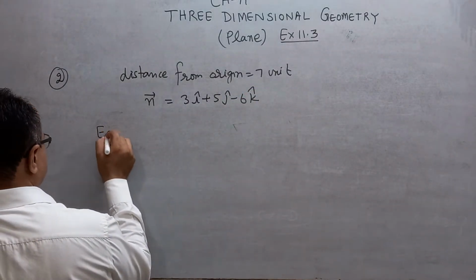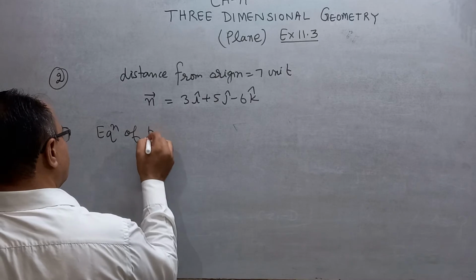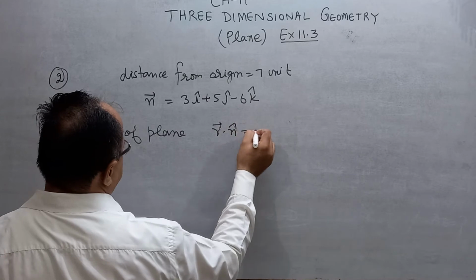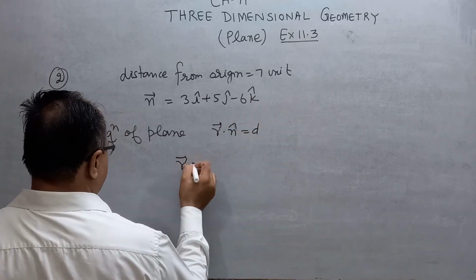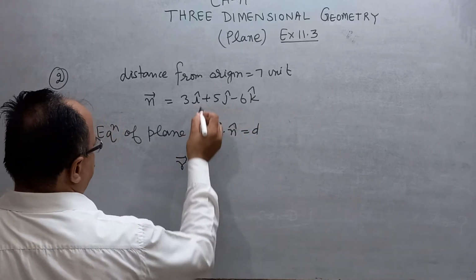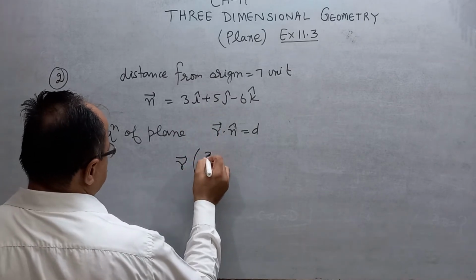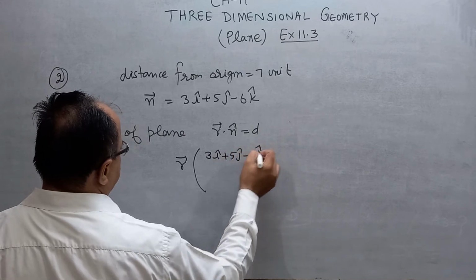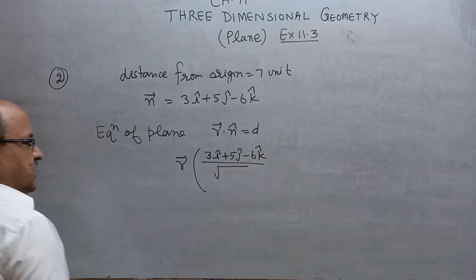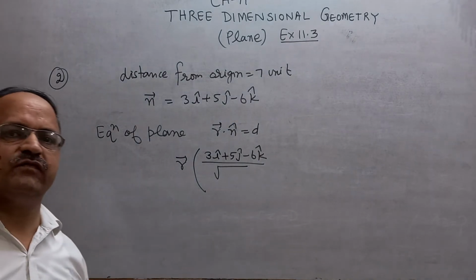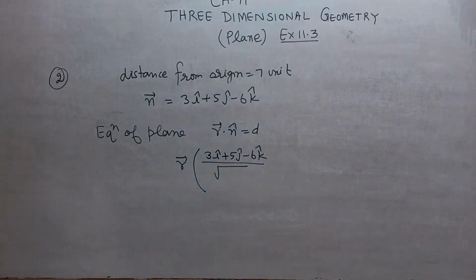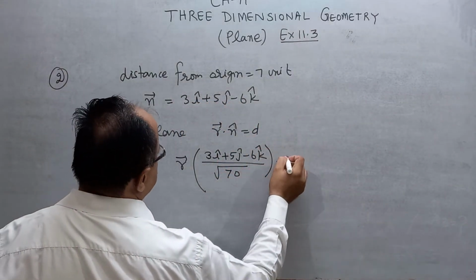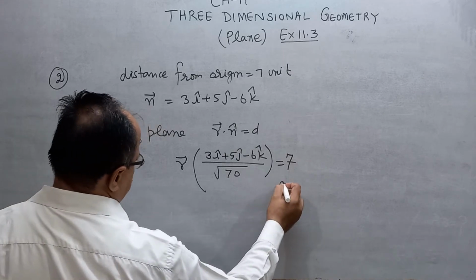The equation of the plane in normal form, you know very well: vector r dot n cap is equal to d. Unit vector means vector divided by its magnitude: 3i cap plus 5j cap minus 6k cap divided by its magnitude. Magnitude means square root of 3 square plus 5 square plus 6 square, that is root 70. And this is the distance from the origin. This is the answer of this question.